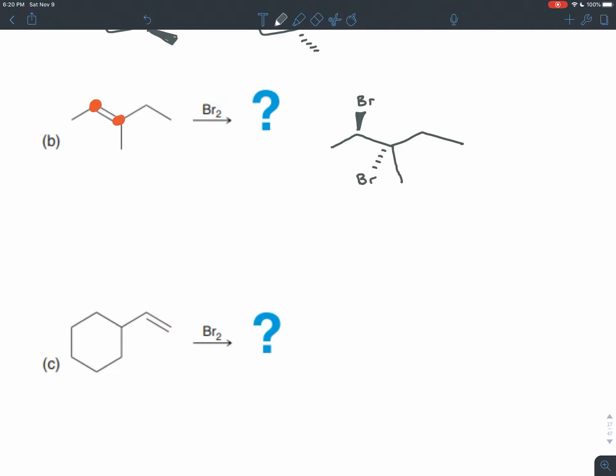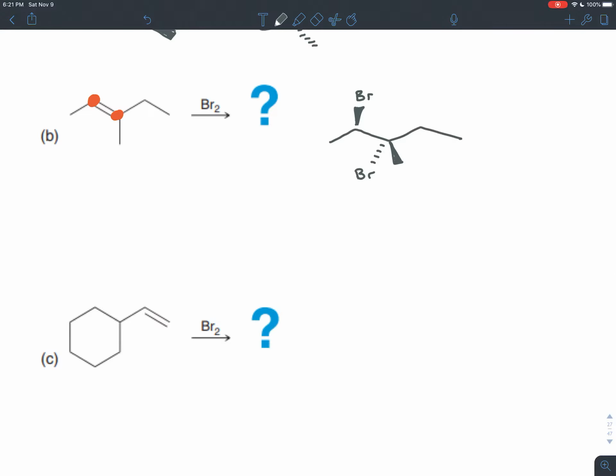Now, we need to make sure that these are tetrahedral. For this molecule, the atom on the right, we have two bonds in the plane, one going away. That means the other methyl group has to be coming out at us. So we modify that so that that's coming out at us.